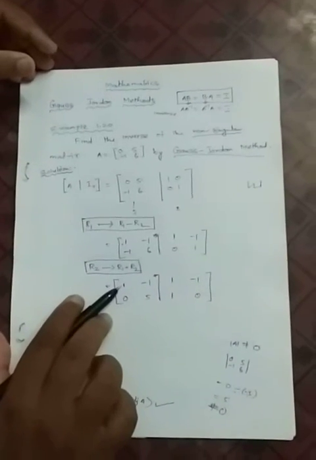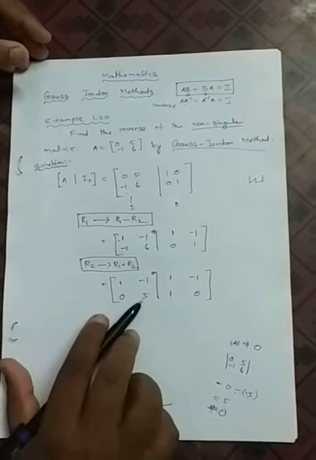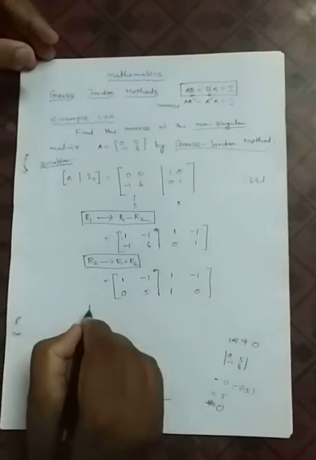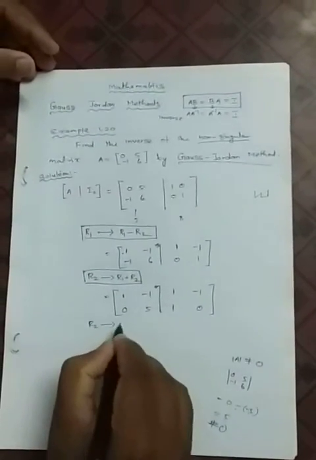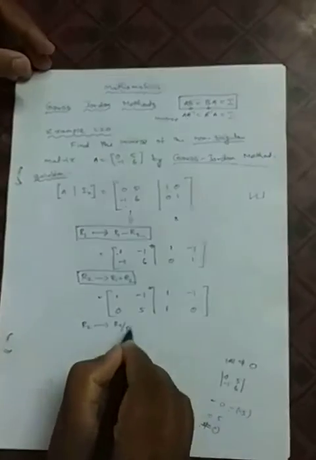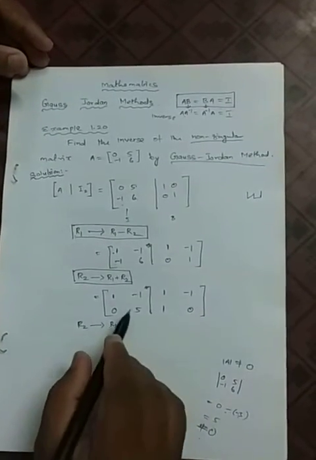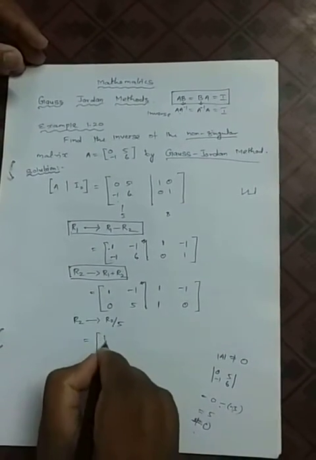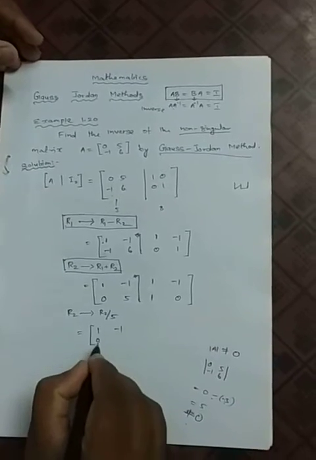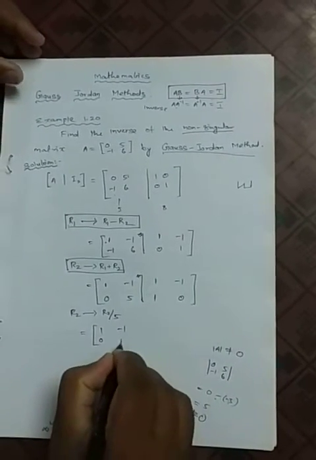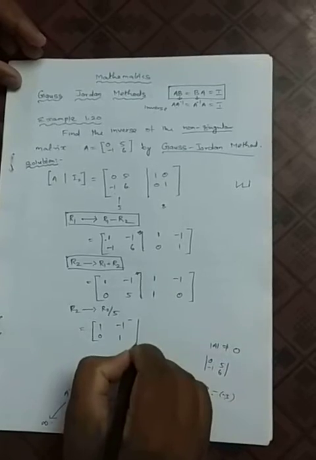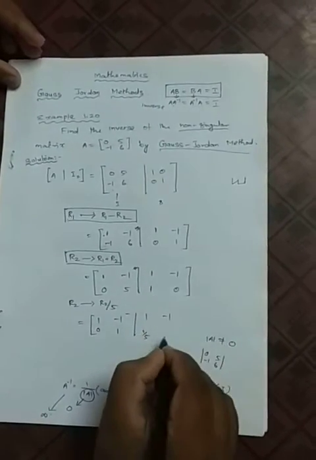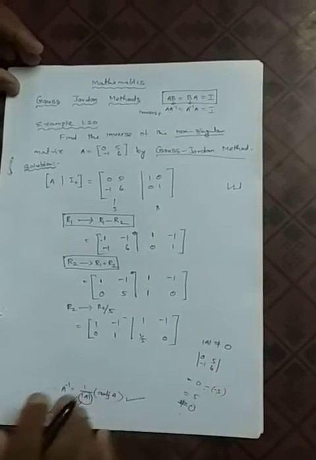In this one, this will become 1, this will become 0. This we need to make as a 1. This you want to make a 1 now. What are you going to do? R2 goes to R2 by 5. I am dividing by 5. If I divide by 5, what is coming? You just check it now. So this will become 1 minus 1. 0 by 5 is 0. 5 by 5 is 1 here. Okay. So next one, 1 minus 1. This is 1 by 5. This 0 by 5 is 0 only will come. So that's the thing we are having.